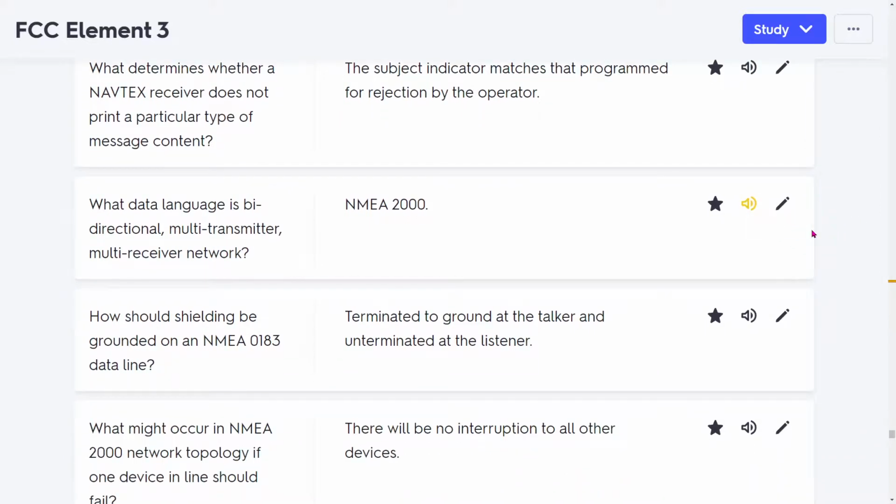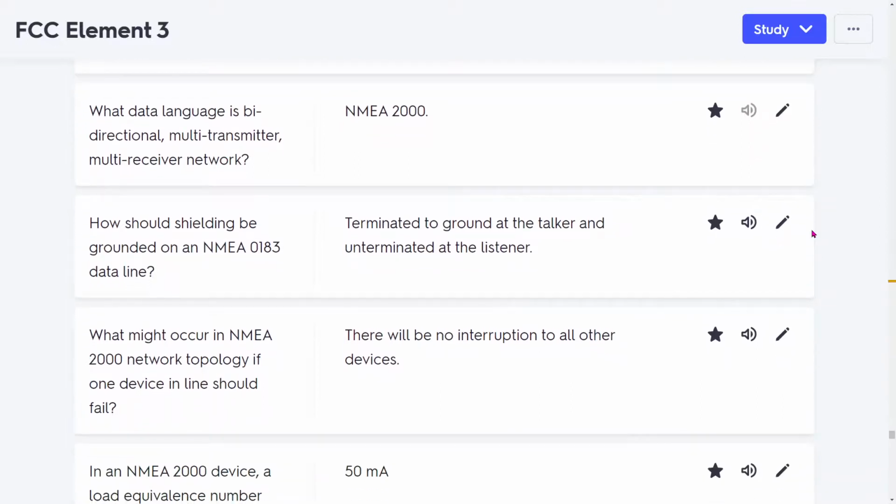What data language is bidirectional multi-transmitter multi-receiver network? NMEA 2000. How should shielding be grounded on an NMEA 0183 data line? Terminated to ground at the talker and unterminated at the listener.